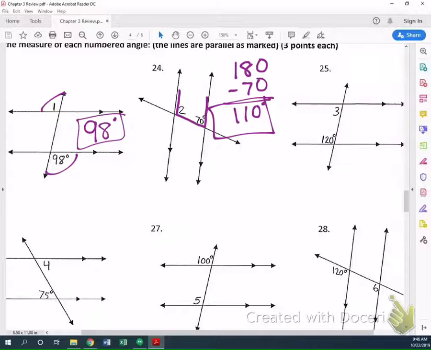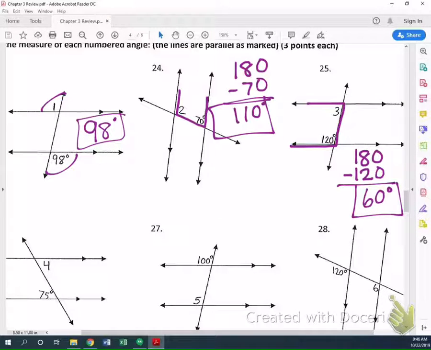Number 25. What are these? Same side interior. Same side interior angles are what? Supplementary. So I'm going to do 180 minus 60 degrees. I get 60 degrees. Good. All right, I'm going to stop there, give you a second to catch up. Kind of rapid fire answers.